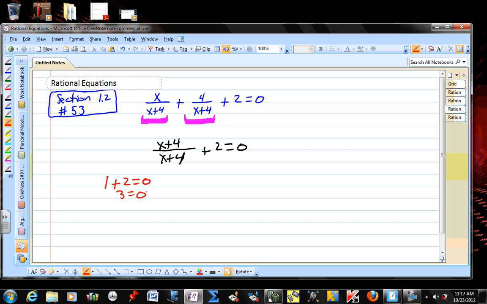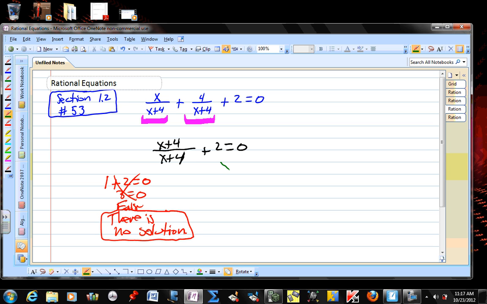So let's take a look at what that means. If the variables are gone, they've disappeared, and you're left with a statement that's false, well, then that means there is no solution. So apparently there's no solution. But that just doesn't sit right. So let's check this problem doing it a different way and see if we come up with an answer.